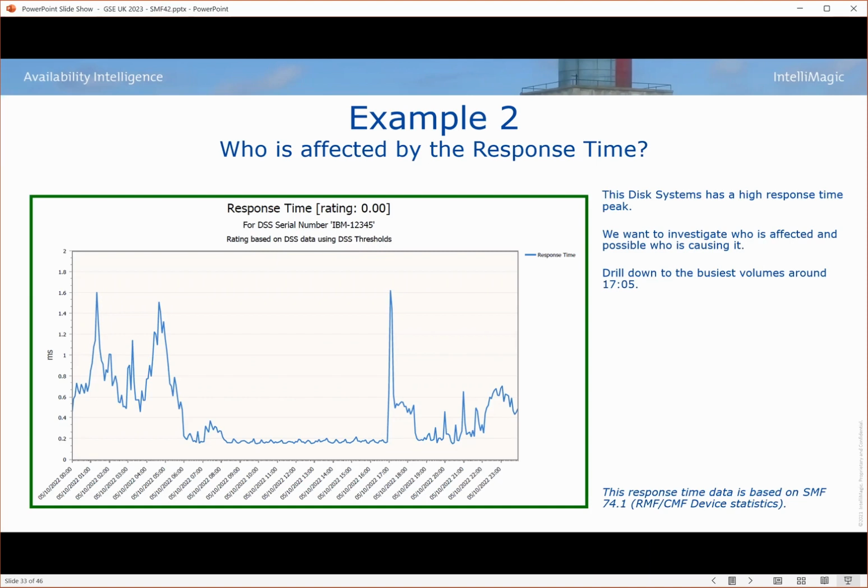Based on our general data that we get from RMF or CMF, the 74 subtype 1, we can see the response time for a specific disk system. And we see various peaks, maybe during the batch time, maybe during the online time. So in this example, we'd like to look at the peak just after 5 p.m. and do a bit of analysis as to who's potentially suffering and then maybe who's causing it.